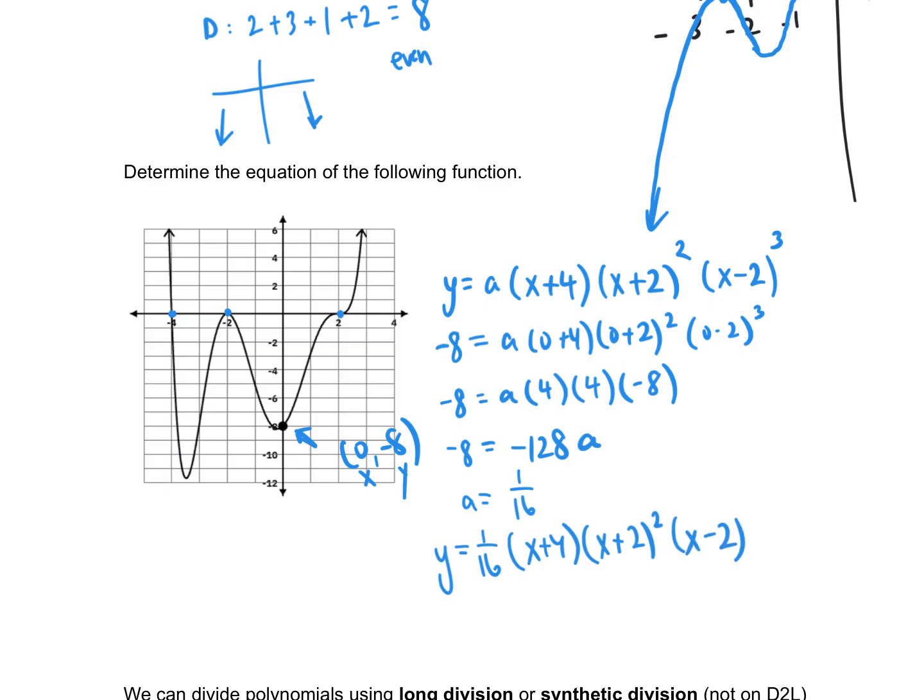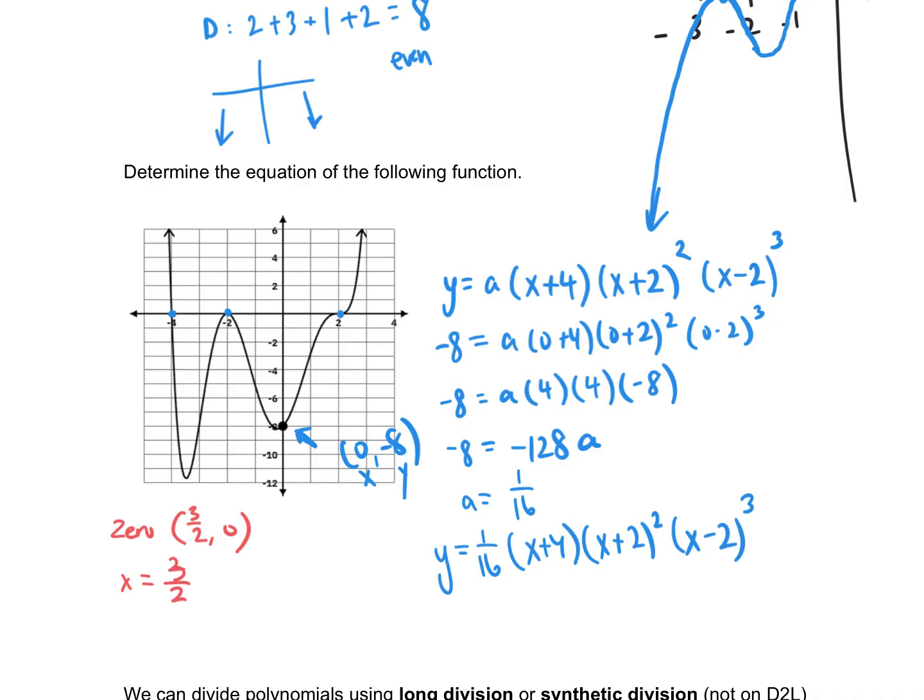Now, these zeros were really nice, so when we put them into the factored form, it was just the opposite sign. But just a little note, let's say your 0 was 3 over 2 comma 0. You can try to find it. If you can't just see it, you could say, okay, x equals 3 over 2.